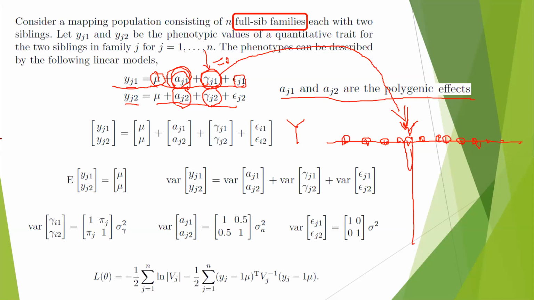So when we talk about the polygenic effects, we need to consider the relationship between the individuals in this study population, right? We use this polygenic effects term and the variance structure of this term to capture the kinship, the relationship between each individual in this study sample, in this study population.